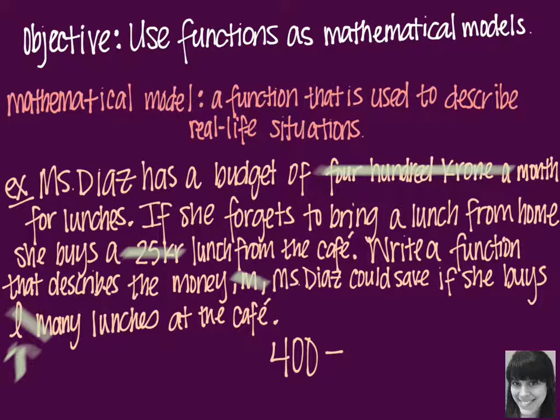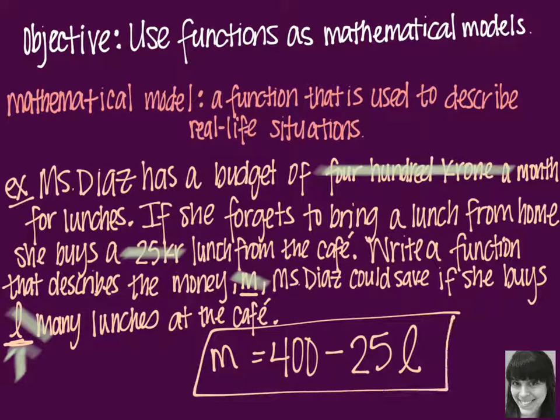So let me write that better. 25 kroner for every lunch that I purchase. Okay? Any money that I don't spend of that 400 is money that is saved. Okay? So notice that it gave us the variable for our output. It gave us the variable for our input. Okay? This is the mathematical model that represents my budget for lunch. Okay? So, let's do another example.